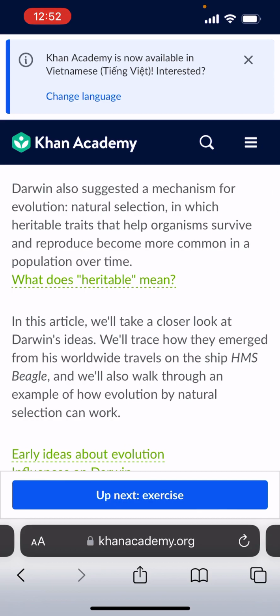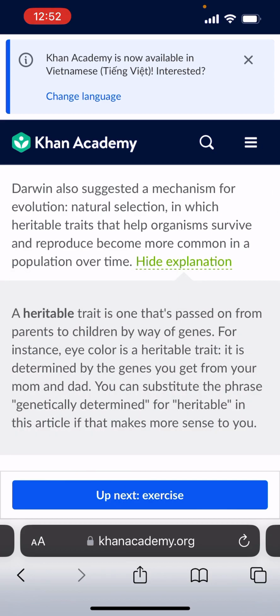So what does heritable mean? A heritable trait is one that's passed on from parents to children by way of genes. For instance, eye color is a heritable trait. It is determined by the genes you get from your mom and dad. You can substitute the phrase genetically determined for heritable in this article if that makes more sense to you.